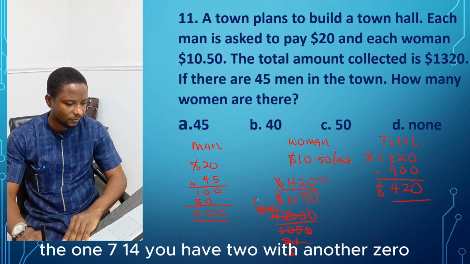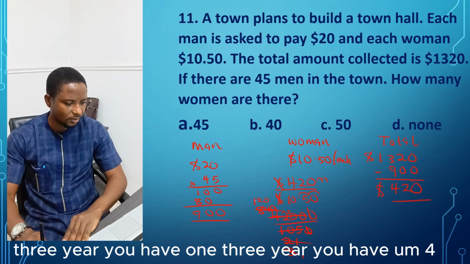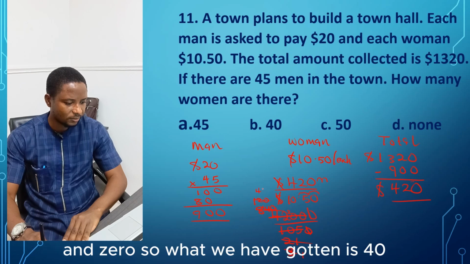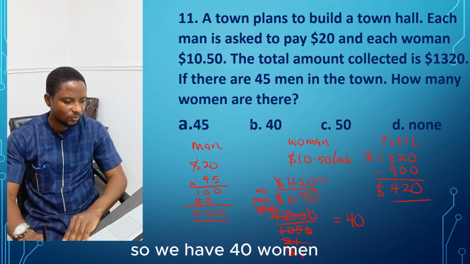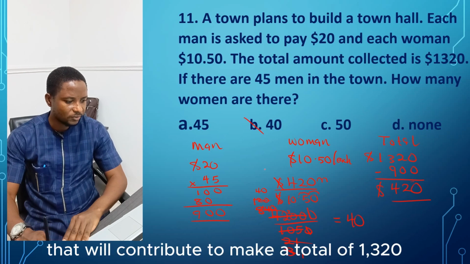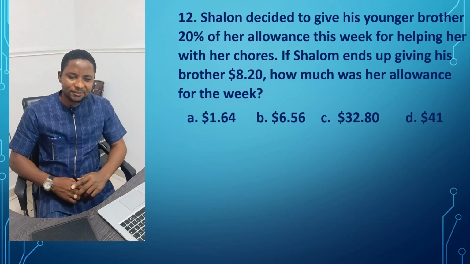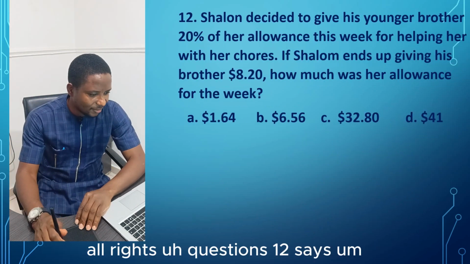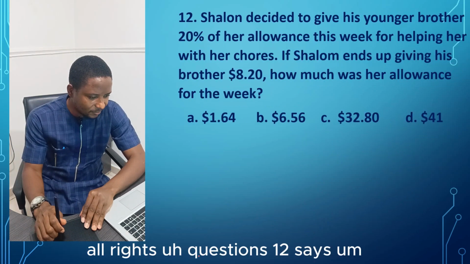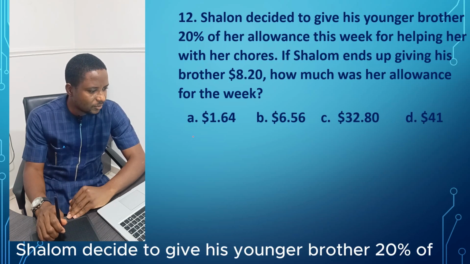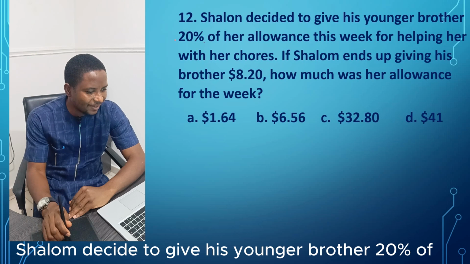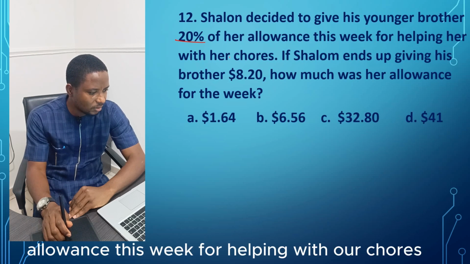7 in 14, you have 2 with another 0. 3 here, you have 1. 3 here, you have 4 and 0. So what we have gotten is 40. So we have 40 women that will contribute to make a total of 1,320.